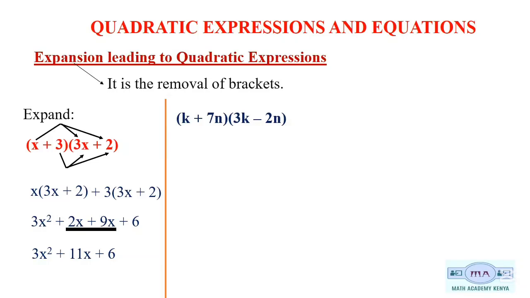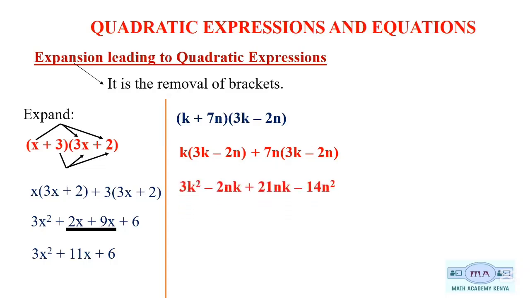quadratic function here, where you have k plus 7n into bracket being multiplied by 3k minus 2n into bracket. So what do we do here? In this particular case, we are going to still use the claw method, whereby k is going to multiply with everything in the second bracket, then 7n multiplies with everything in the second bracket. And this one translates to 3k squared minus 2nk plus 21nk minus 14n squared.